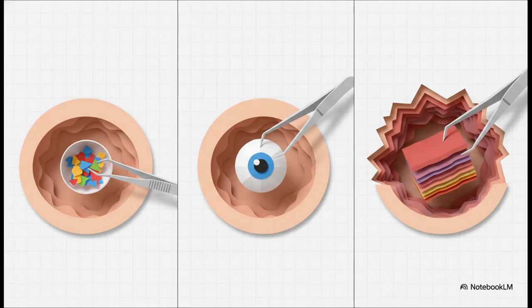To keep all that straight, our source material provides some absolutely fantastic mnemonic devices. Evisceration sounds like viscera, which means your internal organs or the inside stuff. Enucleation contains the word nucleus, representing the whole round core or the eyeball itself. And exenteration sounds like extend, because the surgery literally extends beyond the eye into the surrounding tissue. It just goes to show a little word association goes a long, long way in medical science.